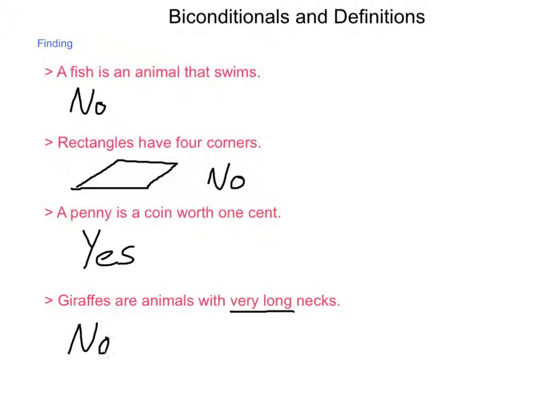Think of some of the definitions that you use in your everyday life. Do they meet these criteria? We're going to be looking at and examining definitions a lot throughout the course of geometry and into future mathematics courses. So make sure you have these ideas of biconditionals and definitions down pretty solid so we're ready to move forward and use them in our proofs and reasoning.